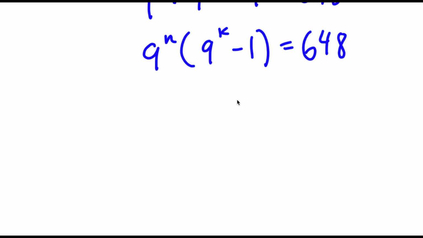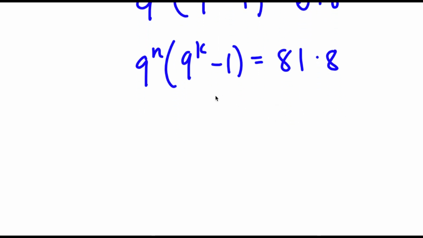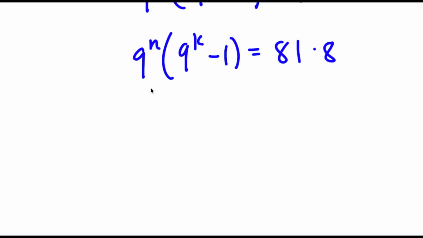And 648, I can rewrite as 81 times 8. So now I have 9 to the power of n times 9 to the power of k minus 1 is equal to 81 times 8. Now, 9 to the power of any number is odd, right? But an odd number minus 1 is going to be an even number. So 9 to the power of n is odd, and 9 to the power of k minus 1 is going to be even. So 81 is odd, and 8 is even.